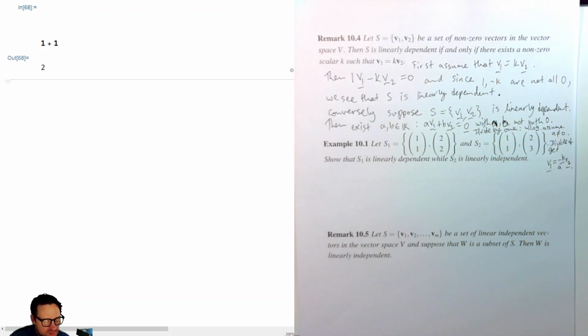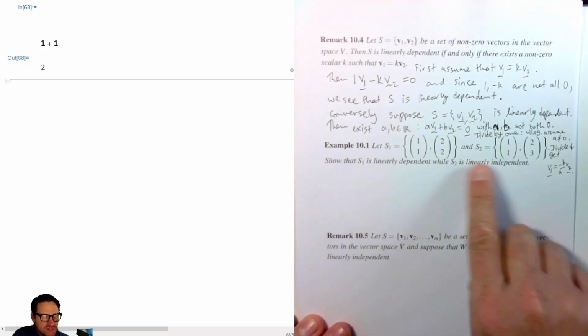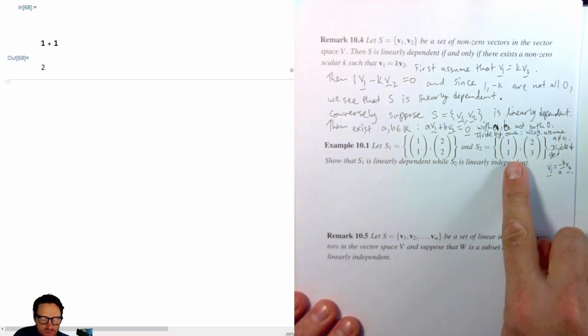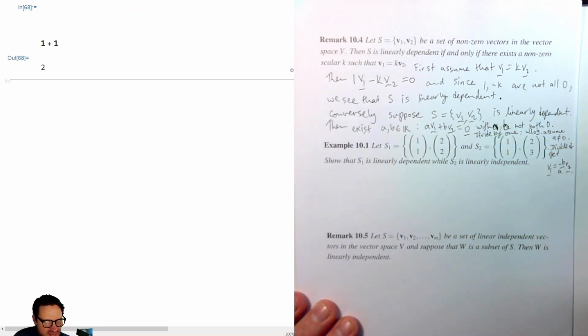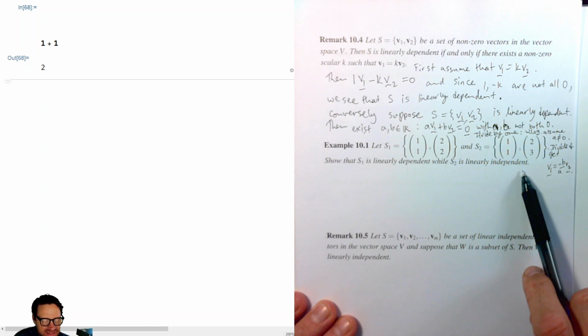Okay, example 10.1. Let S1 be the set of vectors (1, 1) and (2, 2), and S2 be the set of vectors (1, 1) and (2, 3). Show that S1 is linearly dependent while S2 is linearly independent.